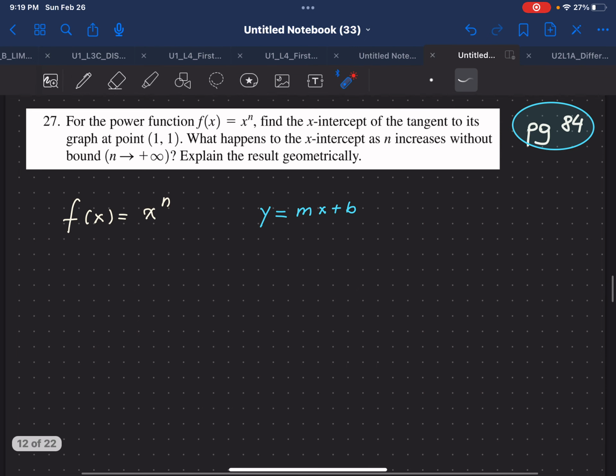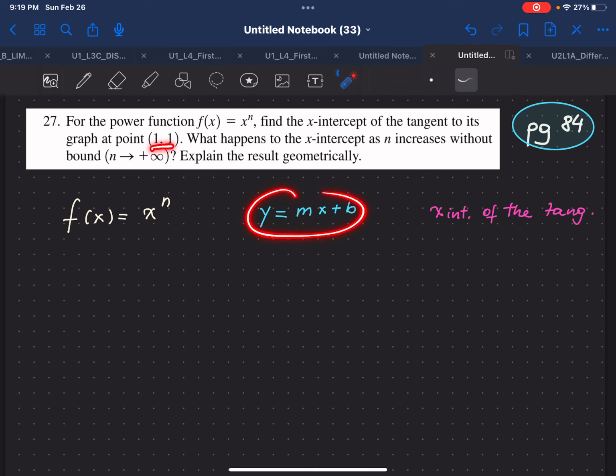Now we have to find the x-intercept of the tangent line. So I write this down here. That's what we need to find ultimately, the x-intercept of the tangent. Now, the tangent line is drawn at the point 1, 1. So first we have to find what the x-intercept is. Now, in order to find the x-intercept of the tangent, we need to know the equation of the tangent. So let's take a look at the information that will help us find the equation of the tangent.